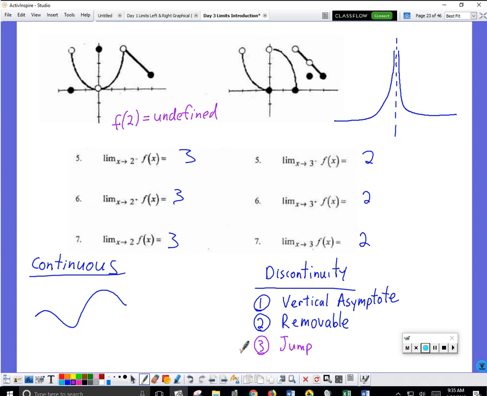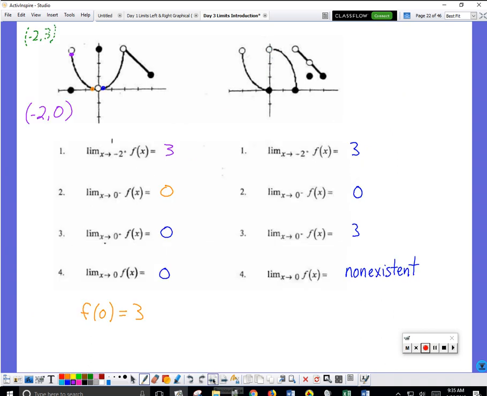So jump discontinuity, left and right limits don't match. This is an example of a jump here, where the left and right limits are different. We did that one over here. So the left and right limits are different. That causes a jump at x equals 0.